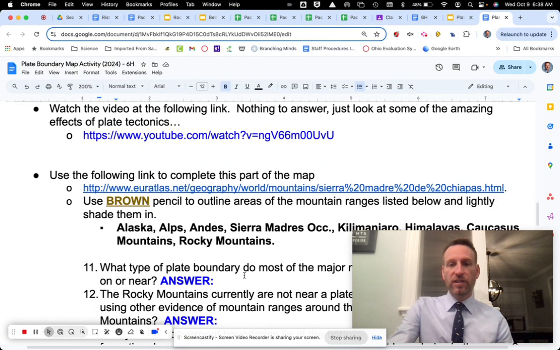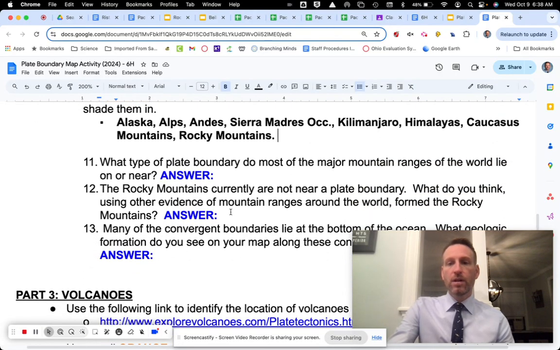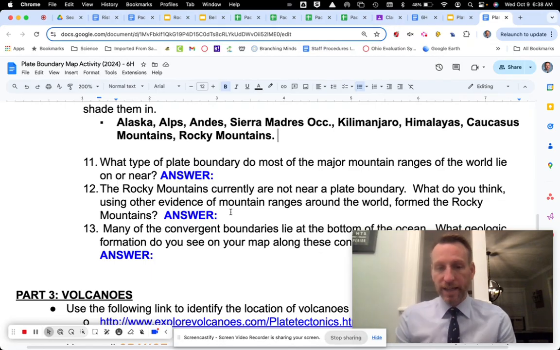Lots of kids, as they've been going through this, have had a question about number 12. Number 12 says, what do you think? This is a prediction question, okay? There is not an answer on your map, and not necessarily in the website. It's just based off of everything that we've been working on over the last 3 days. What do you think? I'm grading you not on accuracy. That is a prediction and inference of why you think something has happened when it doesn't really match all the other evidence.